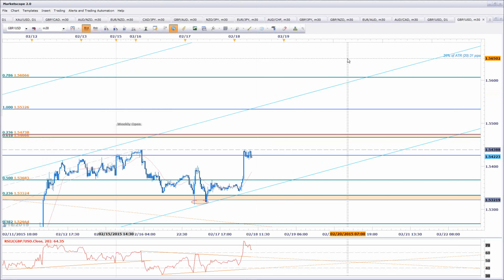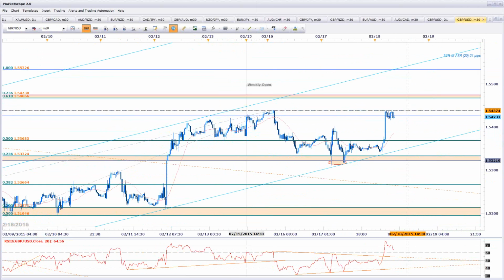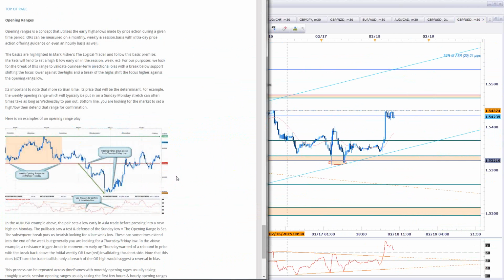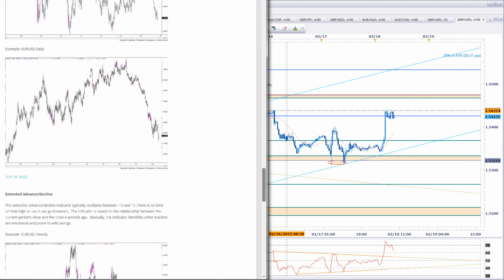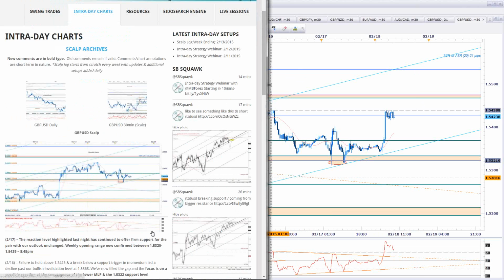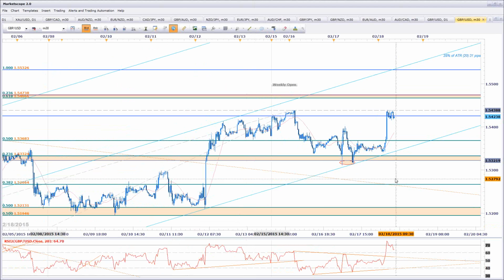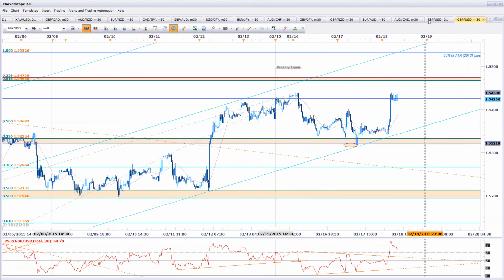Okay, so British pound. As we highlighted yesterday, the opening range for the week is still in focus. Now, it's been a little bit of a tricky play here for the British pound. I will admit that, but nonetheless, here's the formation that we're trading in. First of all, let me show you the daily chart.